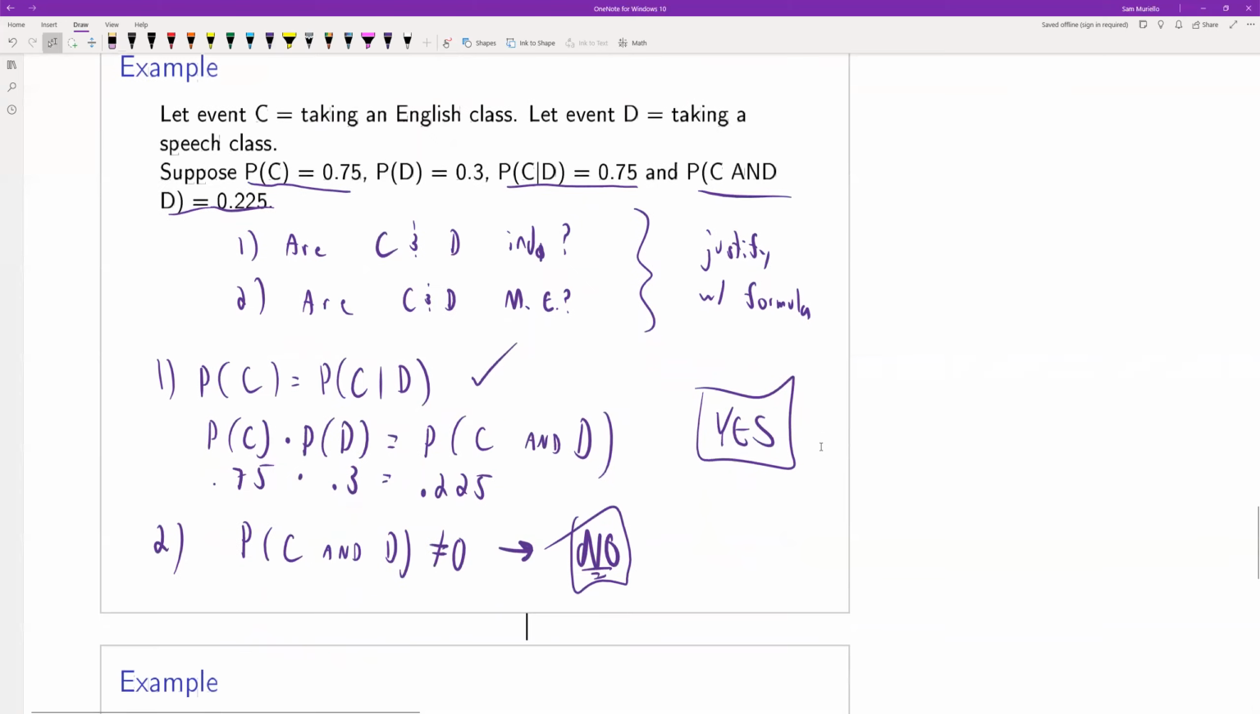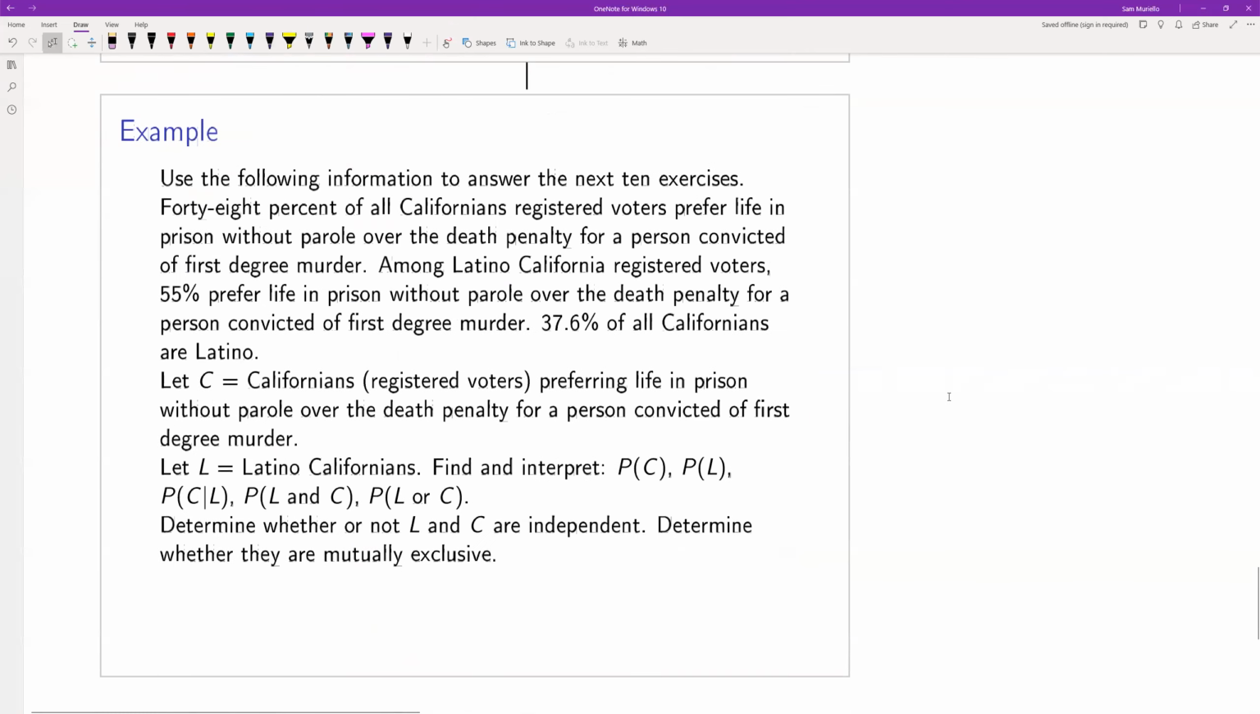Let's go through one more example today. More complicated one this time. We'll need some extra space. We're taking a look at the following information.